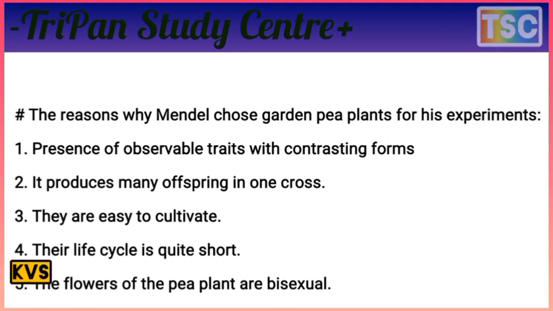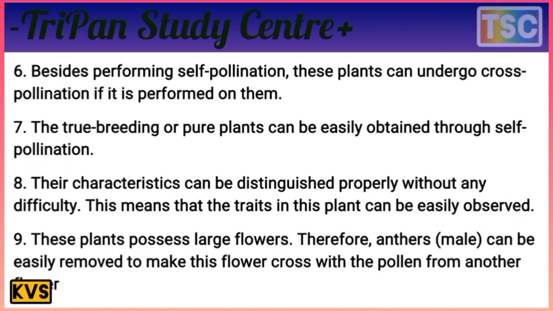Besides performing self pollination, this plant can undergo cross pollination if it is performed. True breeding or pure plants can be easily obtained through self pollination. Their characteristics can be distinguished properly without any difficulty, which means that a trait in the plant can be easily observed.